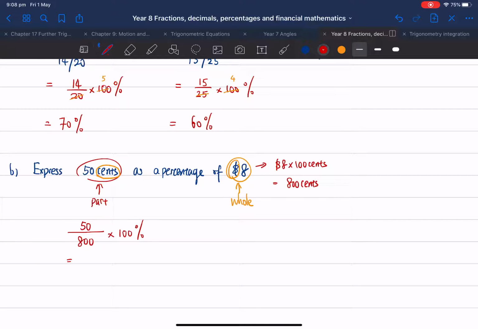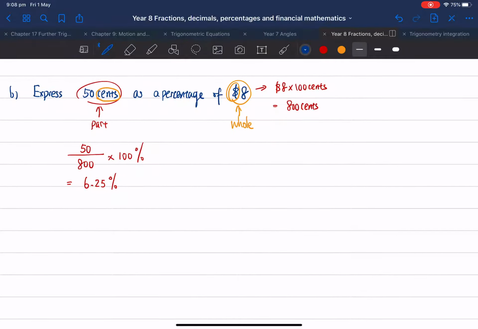All right, so once we've finished that, we can use our calculator to do the calculation and work out what is the final answer there. So the answer is 6.25%. So that tells you that 50 cents as a percentage of $8 is only 6.25%. So 50 cents represent around about 6% of $8. All right, that's the second example. All right, so please remember, change the unit if the units are different. All right, let's try another one.